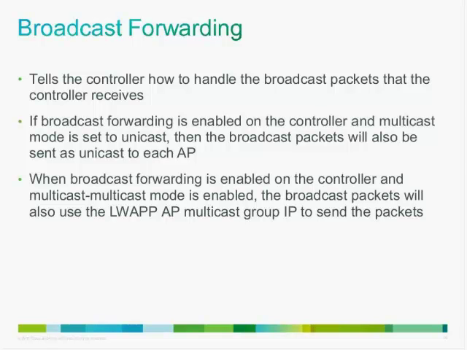Broadcast forwarding. Broadcast forwarding is a term that is often used in conjunction with multicast. This is just a feature that tells the controller how to handle the broadcast packets that it receives. If broadcast forwarding is enabled on the controller and the multicast mode is set to unicast, then each broadcast packet is also converted to a unicast packet and then sent. As explained earlier, this will again cause a flood of traffic in the network. But if broadcast forwarding is enabled on the controller and the multicast mode is used, then the broadcast packets will also use the LWAP AP multicast group IP address to send all the traffic, and the access points will replicate them.